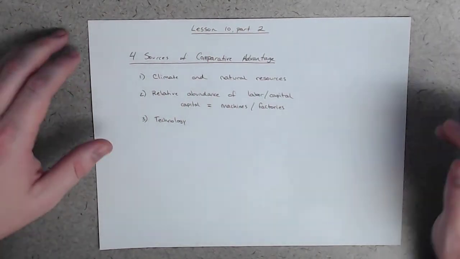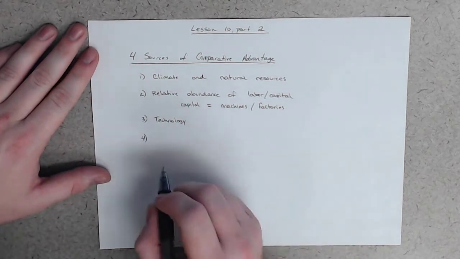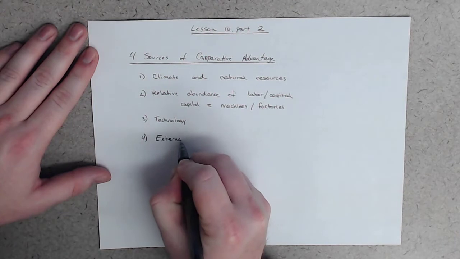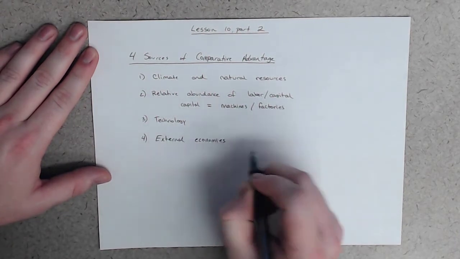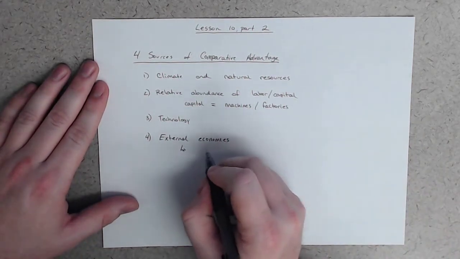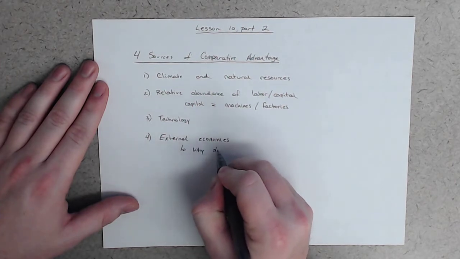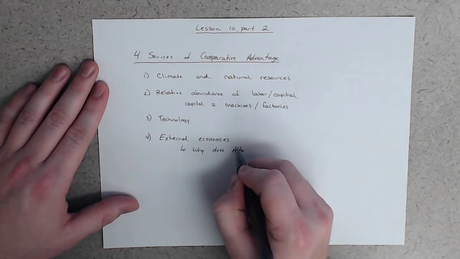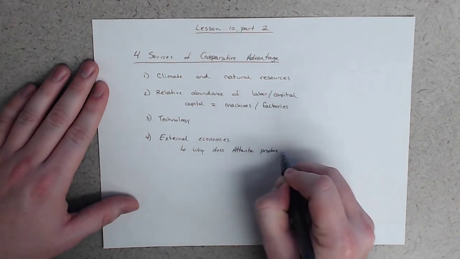Okay, and the last source that we'll go over is what we call external economies. And so here, a question that this answers is, why does Atlanta produce carpet?